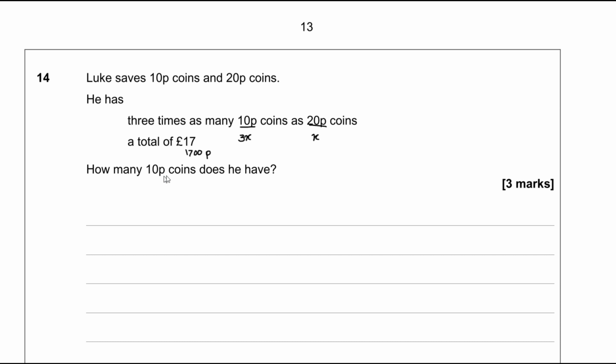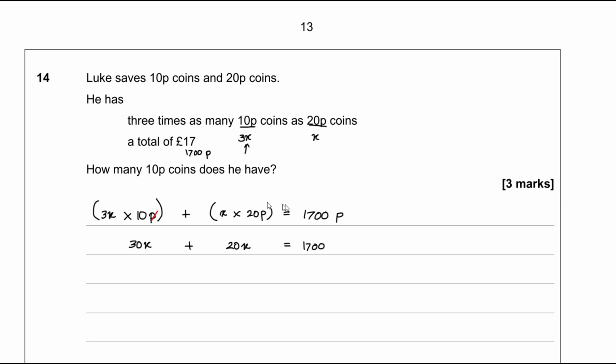How many 10p coins does he have? The answer will be 3x. But what is x? Now we need to find out what x is. Let's do the total. 3x of 10p coins, so we times with 10p, and then add x times 20p, and the total of the money will be 1700p. So 3x times 10 is 30x. We add x times 20, it's 20x, and then we have 1700.